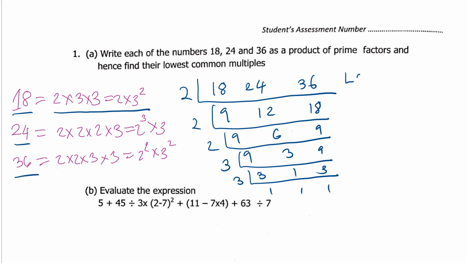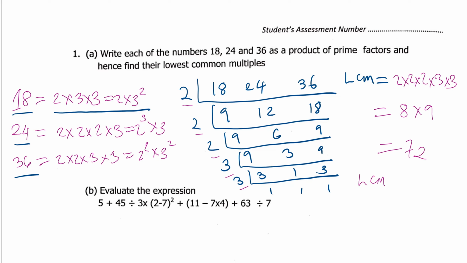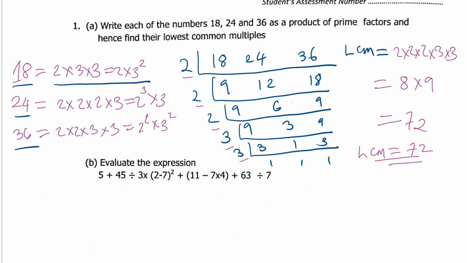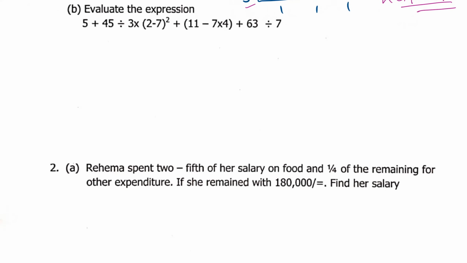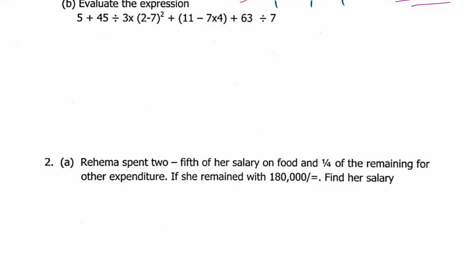And now what is our LCM? LCM now will be the product of these numbers, 2 times 2 times 2 times 3 times 3. You have 8 times 9, you get 72. So LCM, dear friends, equals 72. So that is the solution for question number 1. You go to question number 1b.